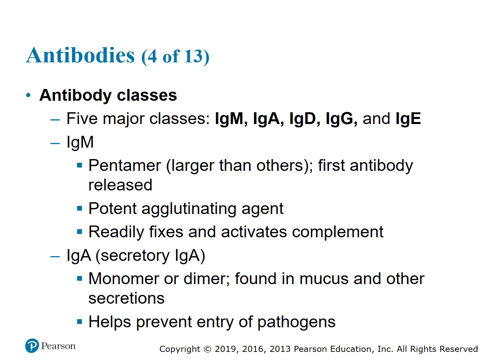There are 5 major classes of antibodies: IgM, IgA, IgD, IgG, and IgE. So IgM is a pentamer. They're the largest ones. It's the first antibody that is released. It's a potent agglutinating agent and readily fixes and activates complement. Second one is IgA. It could be a monomer or a dimer. It's found in mucus and other secretions, and it helps prevent entry of pathogens because it's found in strategic areas of the body, like near the nose, near the mouth.